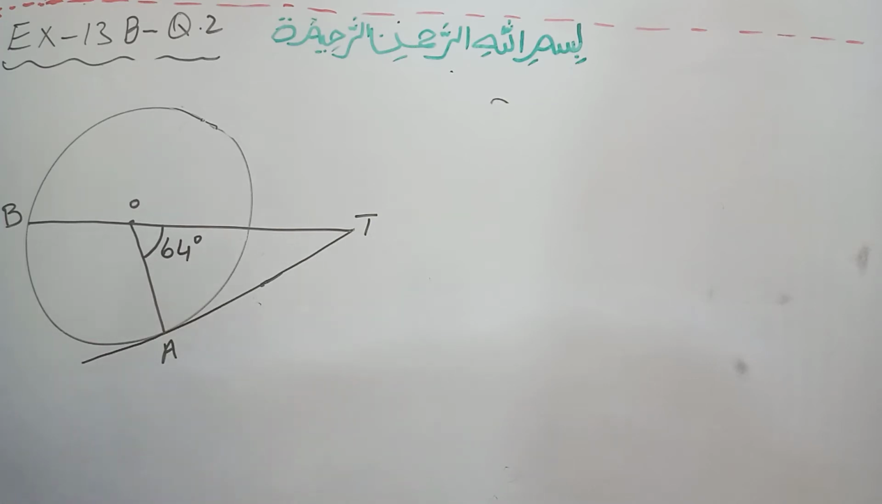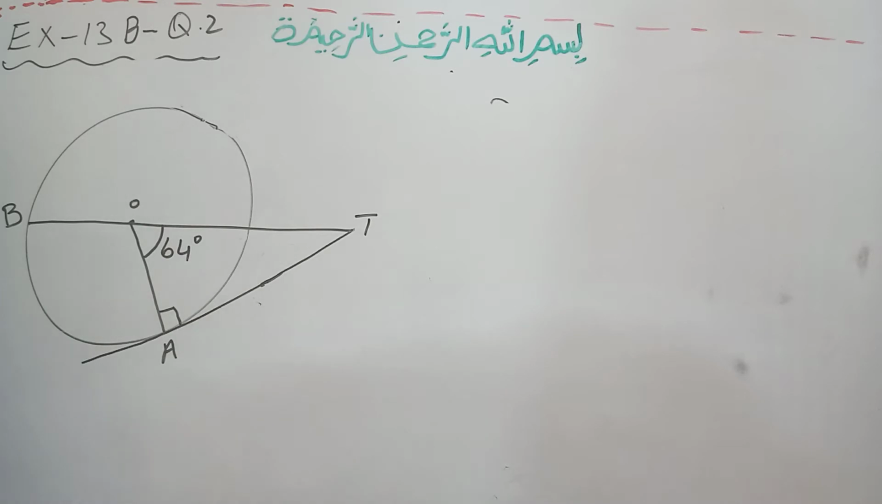In questions 2 and 3 of exercise 13B, we will use the third property: the tangent to the circle is perpendicular to the radius of the circle. So this is the figure of question 3.